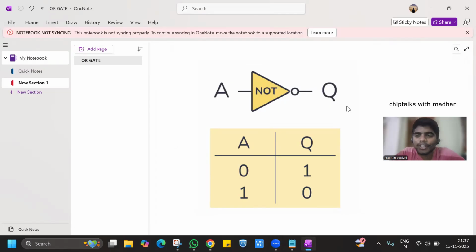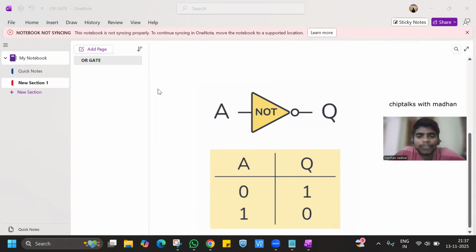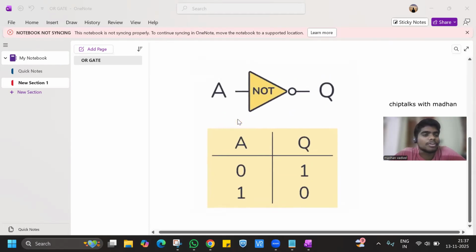Okay, this is the NOT gate diagram. NOT gate has only one input. If the switch is on, the output will have off state. If the switch is off, the output will have on state. Like this, NOT gate will work.